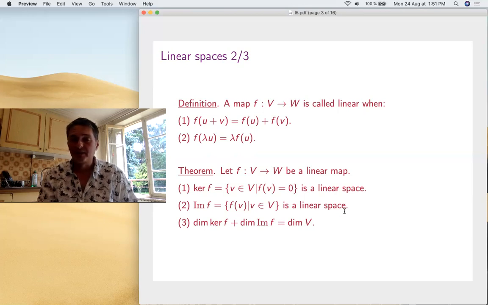Now, the non-trivial thing is that the dimension of the kernel plus the dimension of the image is the dimension of the space V. So is this true? I mean, well, if one of them is infinite, of course, V has to be infinite. So it's trivial, the equality, infinite plus something equals infinity.